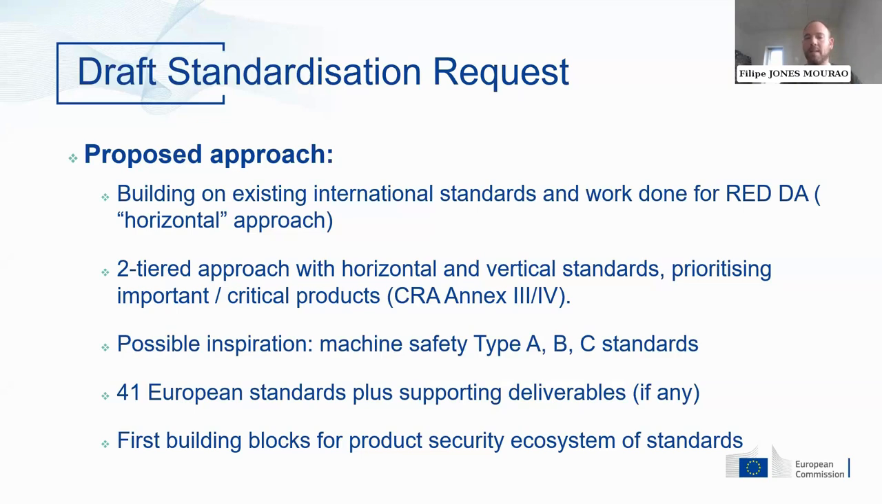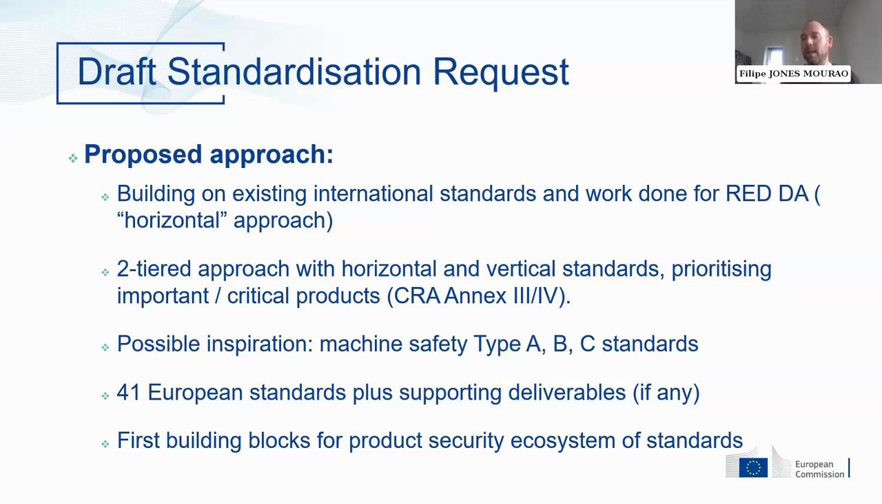The type A standard just has some high-level descriptions of what are best risk management practices, what are some specific design practices, really very high-level stuff. And it also defines what are type B and type C standards. Then the type B standards are basically horizontal standards that cover different safety mechanisms. And this is the equivalent of what's been done for the Radio Equipment Directive, where they had security mechanisms that cover more than one product.